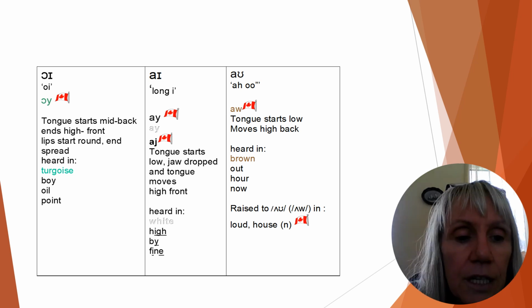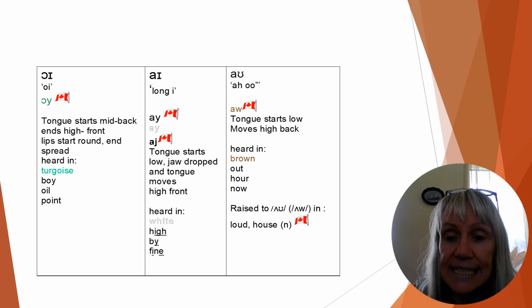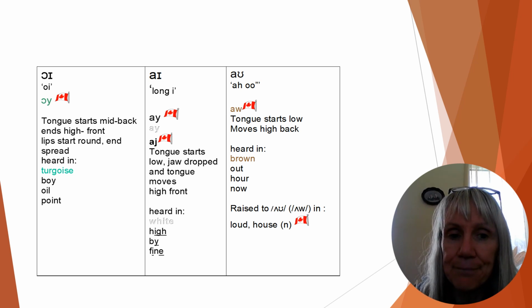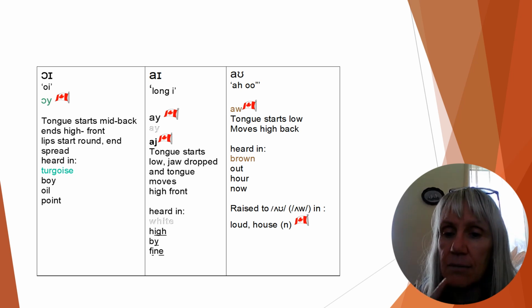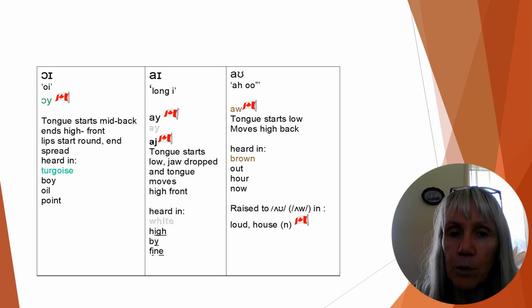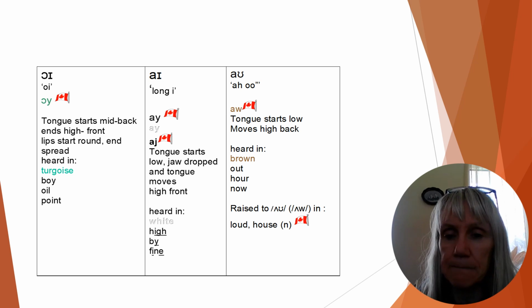It's heard in white, high, by, fine. You can almost see the movement of my mouth, the swaggering movement of my mouth when I say those words. The next symbol is an A with that horseshoe. A or oo together. A-oo.